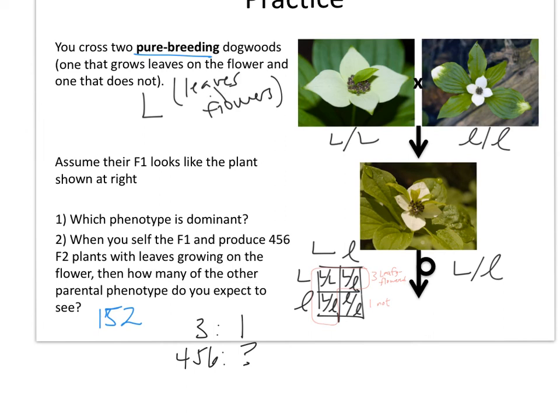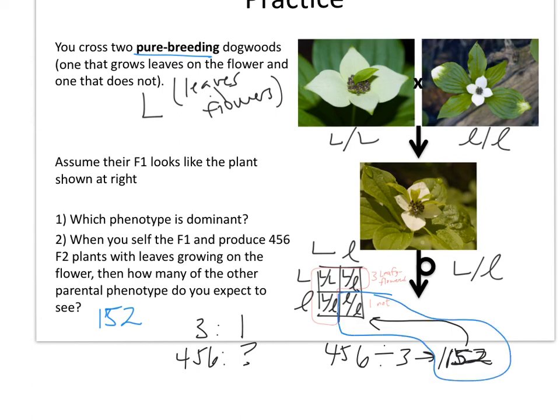Divide it by 3. So 456 divided by 3 gives you the answer, 152. Except my penmanship is horrible. Stylusmanship? 152. And you can check yourself. So 456 is 3 times 152. That gives you, again, by definition, a 3-to-1 ratio. So you'd expect, if you see 456 leafy plants, 152 non-leafy flowered plants, a quarter of the total individuals. That's the individuals that comprise that square in the lower right.